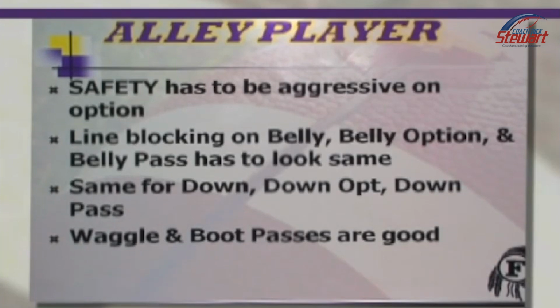Okay. The last thing in the 4-3 is we want to see what their alley player is doing. Because we're running so much option, the safety has got to be aggressive and come up as an alley player. And we can try to use that aggressiveness against them.